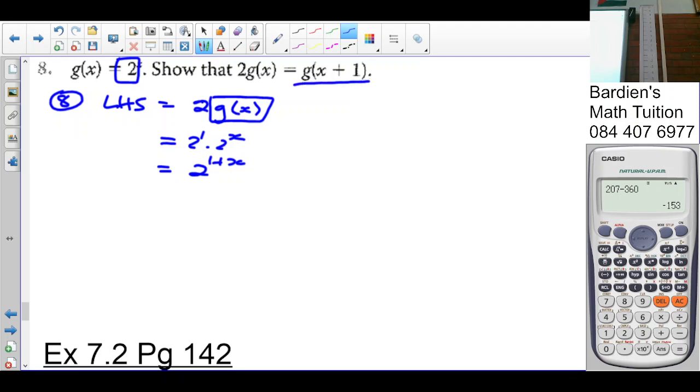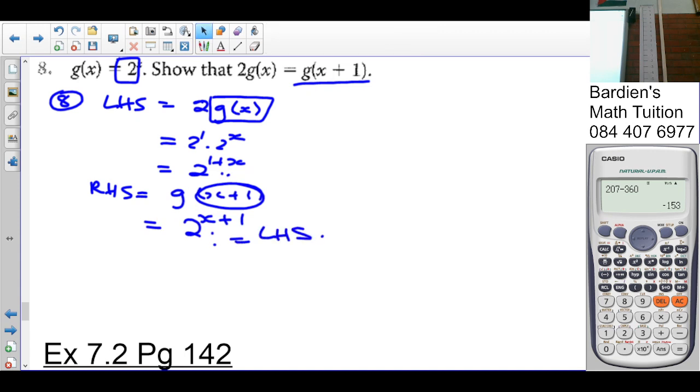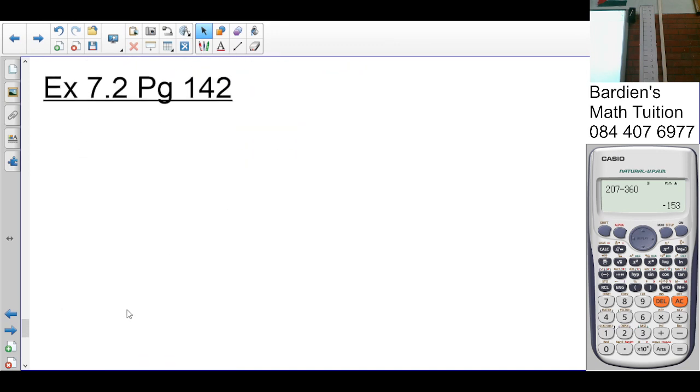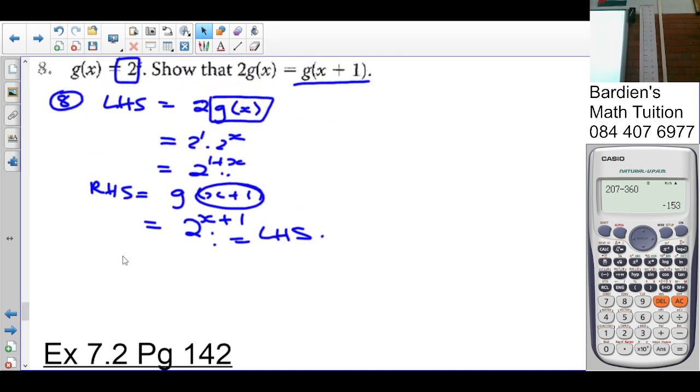No, not yet. So let's go to the right hand side. The only time we work both sides is if you can't let the one side equal the other side. So you look here: g of x plus 1. Wherever we see an x, we put x plus 1. So it's going to be 2 to the x plus 1. Now is that not the same? Yes, so that's equal to the left hand side. And that brings us to the end of it.